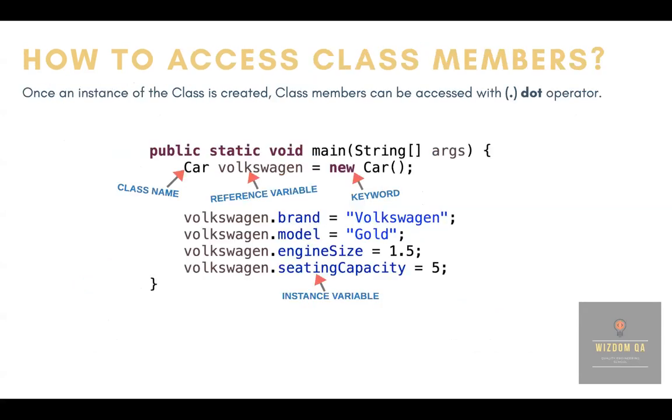Now, how to access class members? I have also explained that to you. Let's look at this. Car Volkswagen = new Car. This guy right here, Volkswagen, we call it a reference variable. These terms are very, very important. Keep them in mind, note them down, look at the videos multiple times. These terms are very much important.